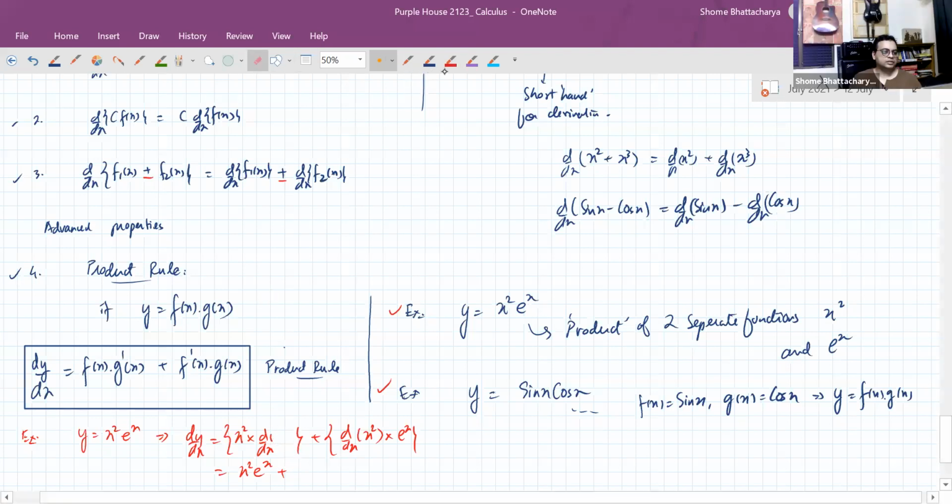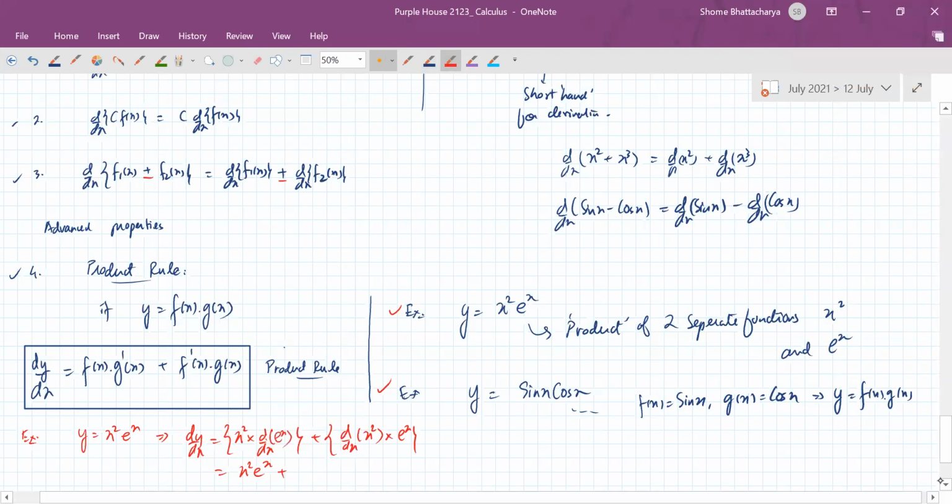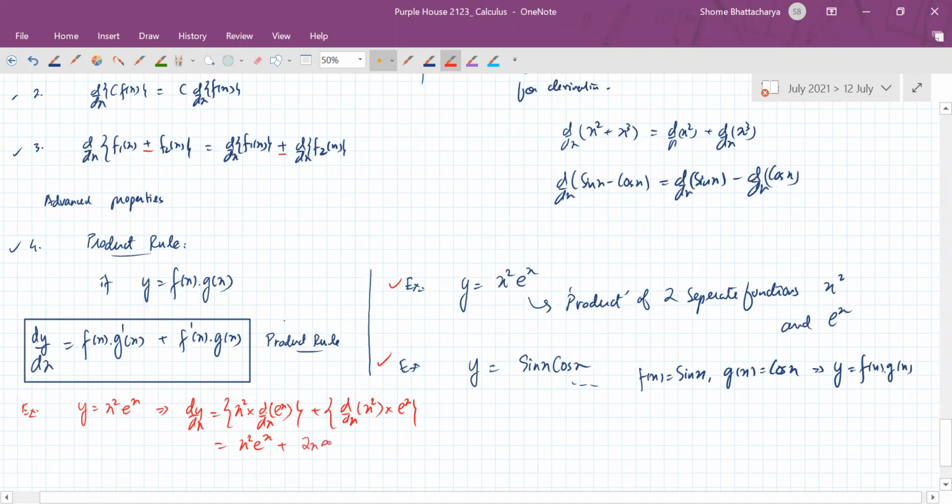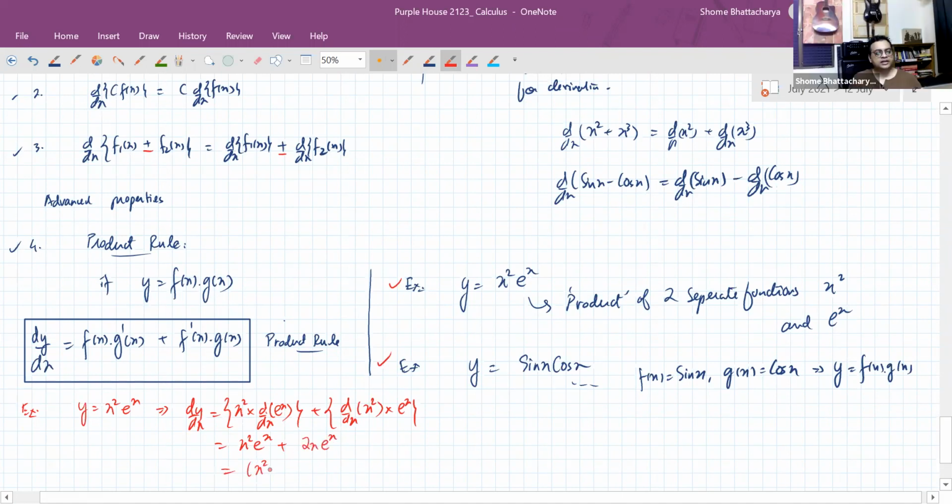Yeah, that will be e raised power x. And that's why you can see that below I have written x square into e raised power x, because we know that the derivative of e raised power x is e raised power x only. Okay, now it's all right. Now second term, what will it be? Differentiation of x square is how much? 2x. So 2x into e raised power x, and we can simplify it further by taking e raised power x common. So for this particular function, to find dy by dx, we had to use the product rule, and by that it came out to be this.